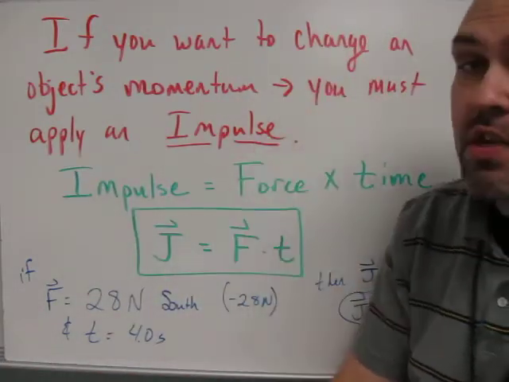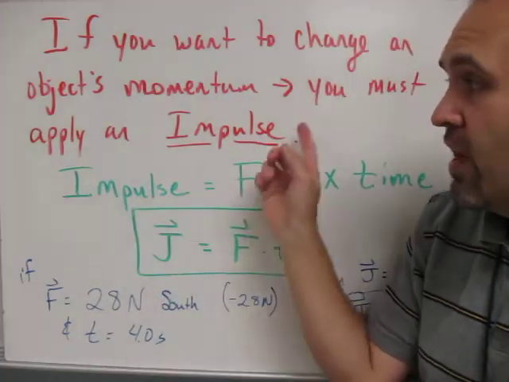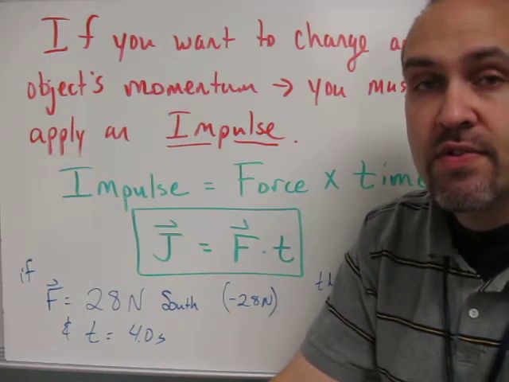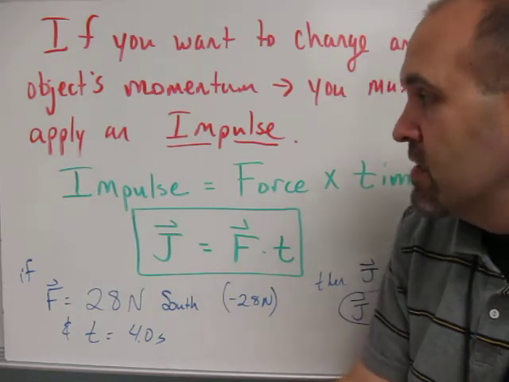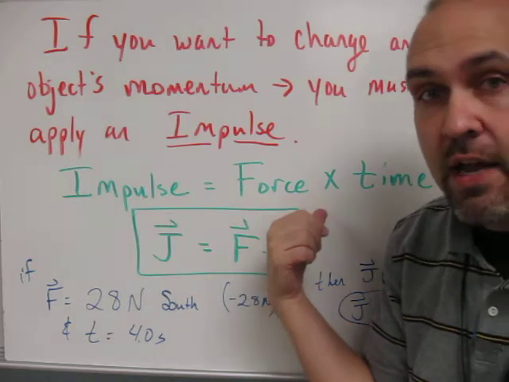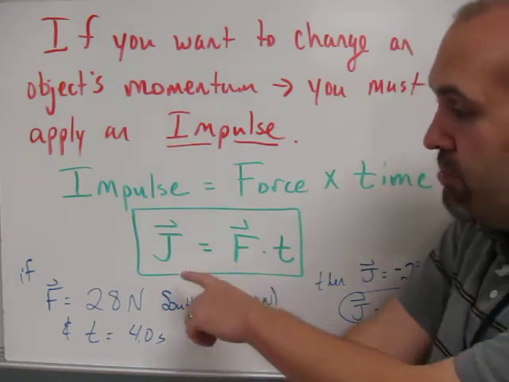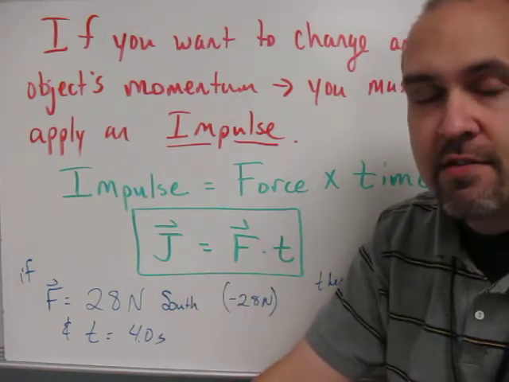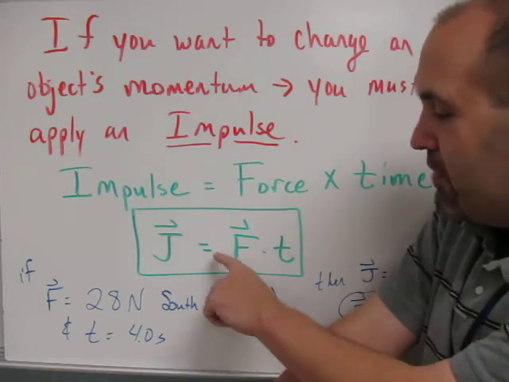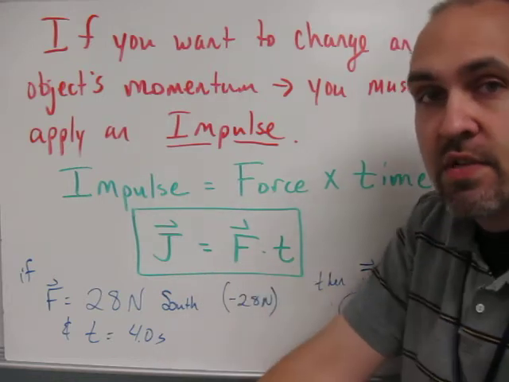If you want to change an object's momentum, though, you have to apply an impulse. Impulse is another thing that we define in physics. It's the product of force and time. And so the symbol that we use for impulse is a capital J. Again, I don't know why. But anyway, it's the product of F and t, so force times time.